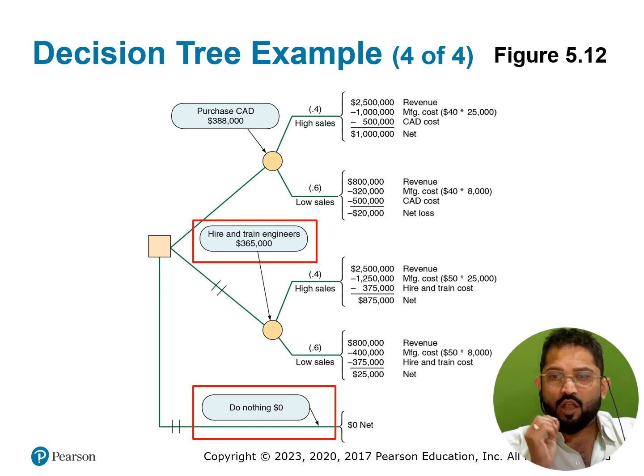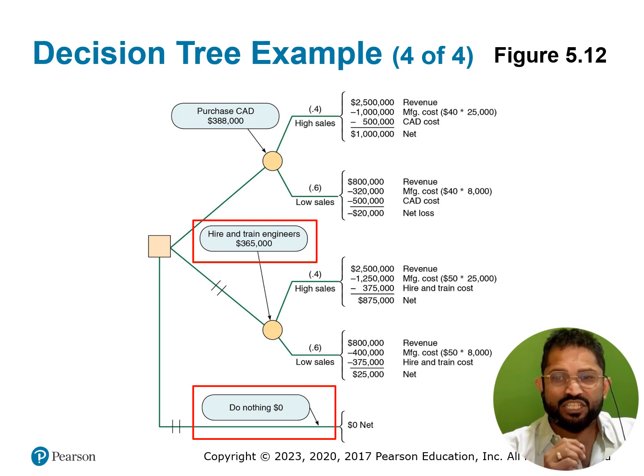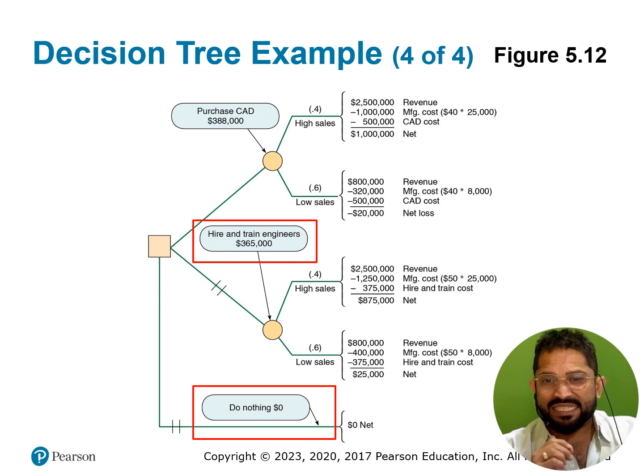This decision tree introduces the cost and potential benefits of investing in human capital, engineers, in addition to the CAD system. The manufacturing cost per unit is higher when engineers are hired and trained, suggesting a qualitative improvement or a more expensive manufacturing process. However, in both the high sales and low sales scenarios, the net profit is lower when hiring and training engineers compared to just purchasing the CAD system.